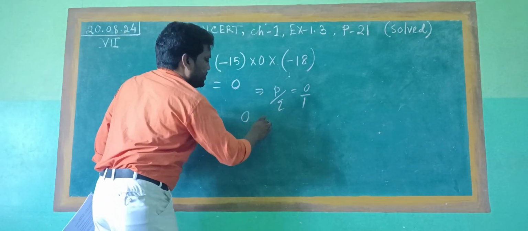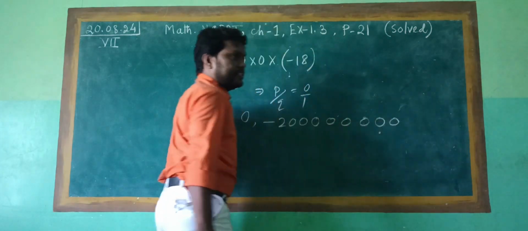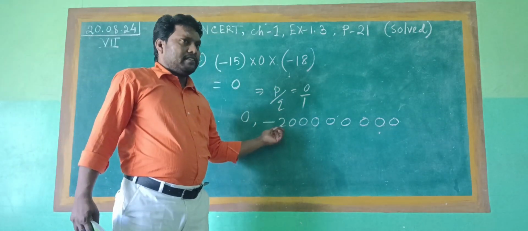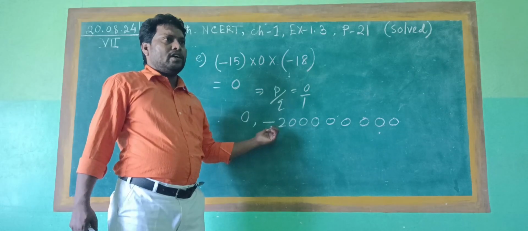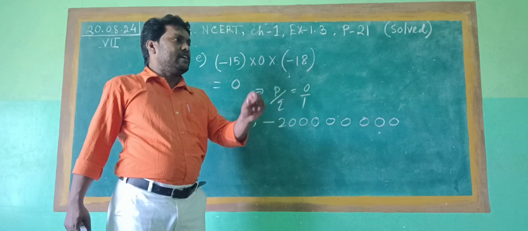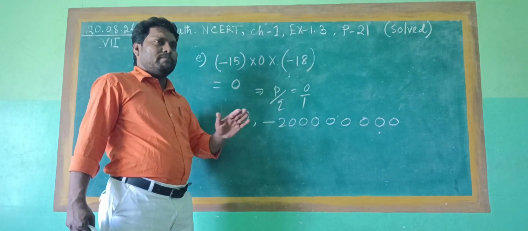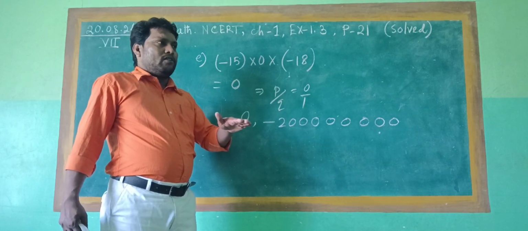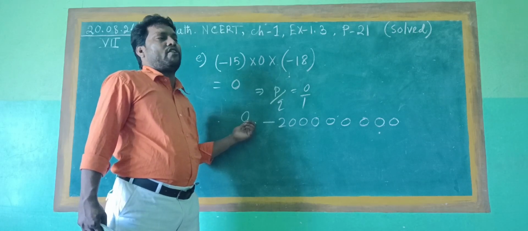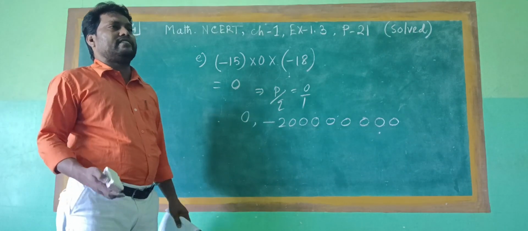Now, which is greater? 0 is greater. But the other value is negative, so its actual value is smallest. But from childhood we hear that 0 has no value. It is absolutely wrong. 0 has much more value, and 0 is always greater than any negative integer.